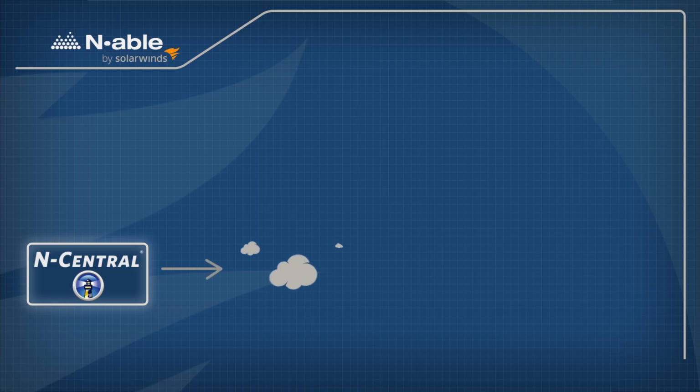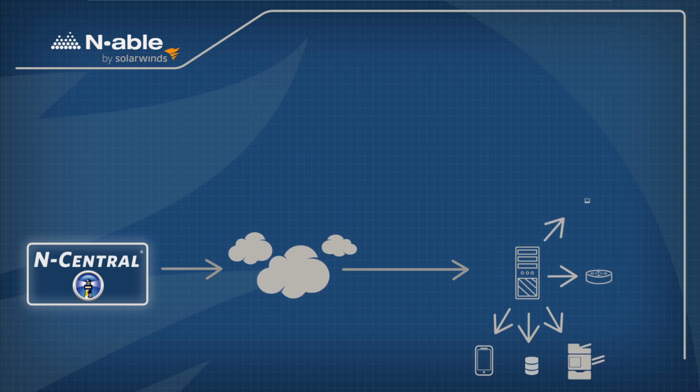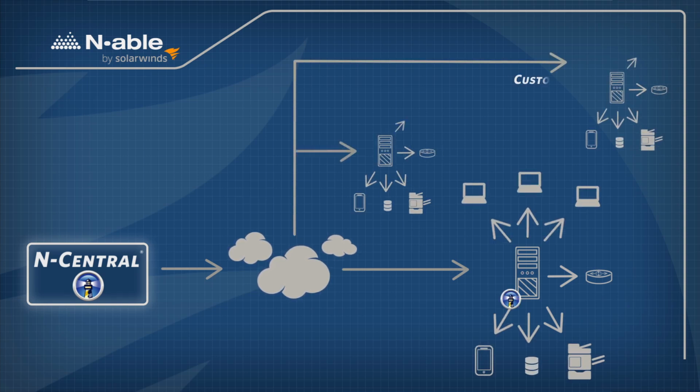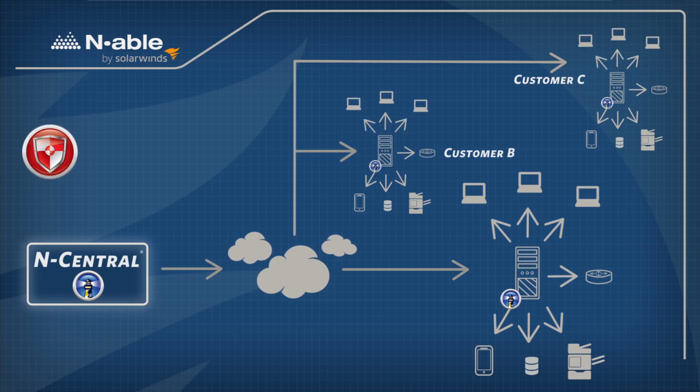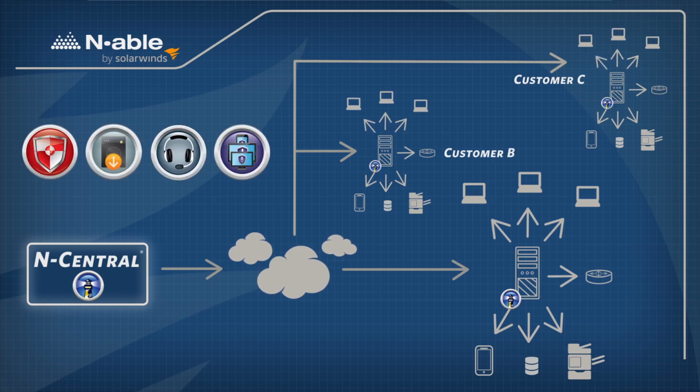N-central is a multi-site or multi-tenant tool, meaning that all of your small to medium-sized businesses will be managed through the same portal. With integrated antivirus, backup, help desk, patch management, which includes the most in-demand third-party products, these can be added to N-central. This allows MSPs to standardize on a service delivery model, which in turn will minimize costs.